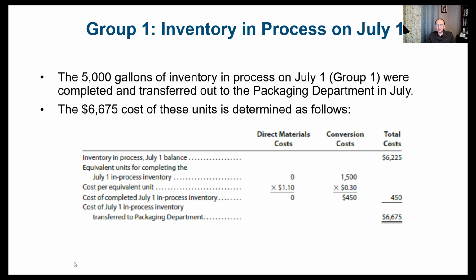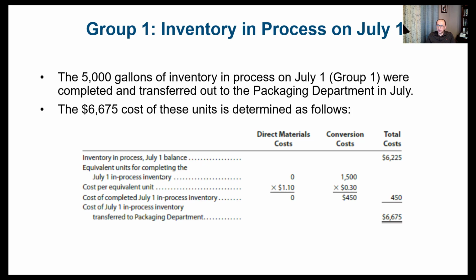Alright, so now let's allocate the cost into the three groups. We'll start with the first group, which is the inventory in process on July 1st, which is the amount of inventory that has been transferred over from the month of June. So they say here that the 5,000 gallons of inventory in process on July 1st, or Group 1, were completed and transferred out to the packaging department in July.